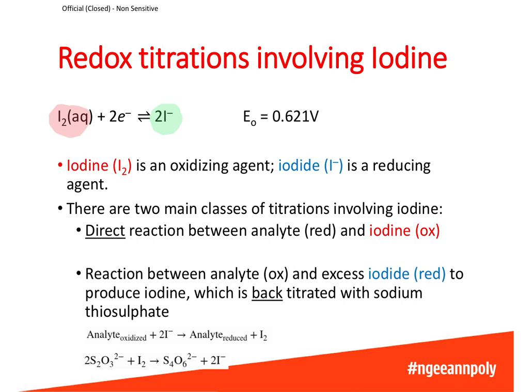When the analyte is a reducing agent, a direct titration can be carried out between the analyte and iodine. But if the analyte is an oxidizing agent, then it can first be reacted with excess iodide to produce iodine. The amount of iodine is then determined through titration with sodium thiosulfate. So the first chemical equation here shows the reaction between the analyte and iodide to form iodine. And the second chemical equation shows the reaction between thiosulfate and iodine.